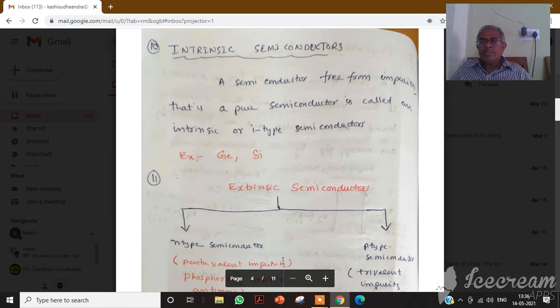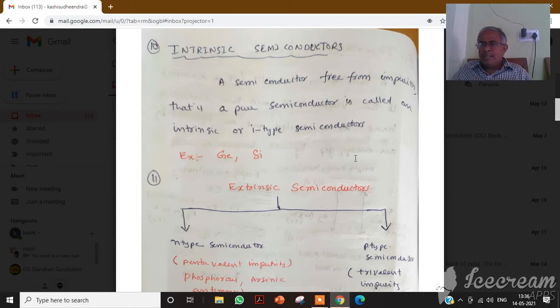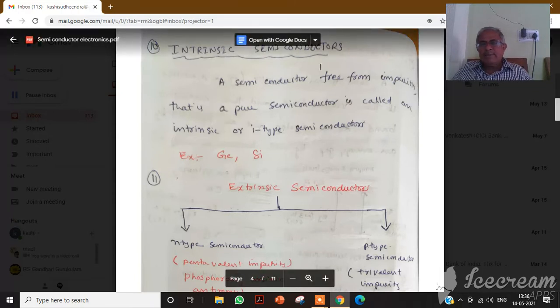We will discuss what intrinsic semiconductors and extrinsic semiconductors are. We already know that two semiconductors are there. They are germanium and silicon. Now, what is an intrinsic semiconductor?